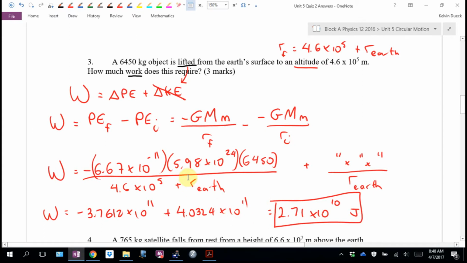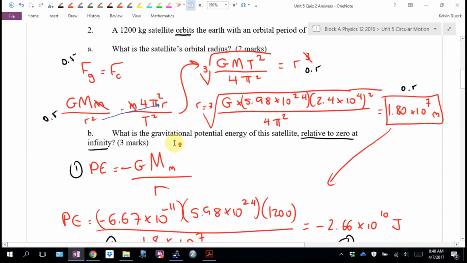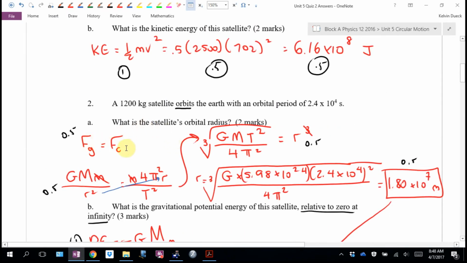How did I know to use that approach, Kayla? Because it asked how much work. How did I know to go gravity is what's pulling me in a circle? Orbit was a trigger word.